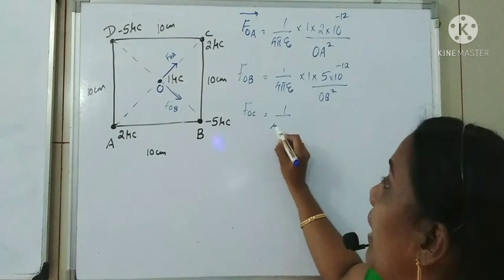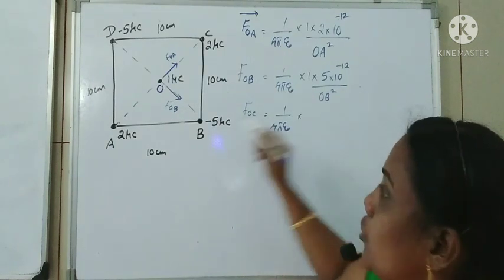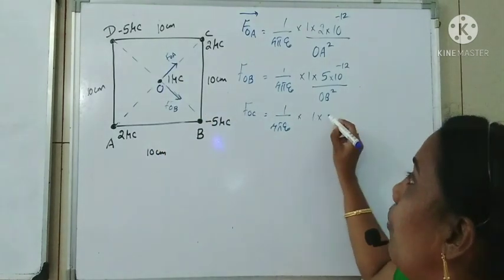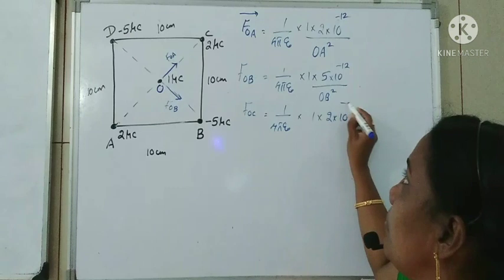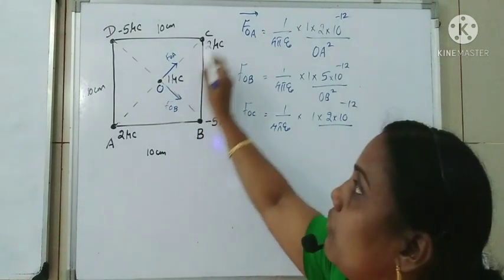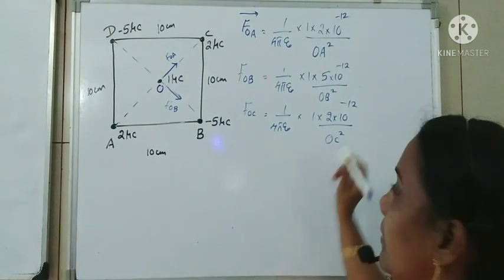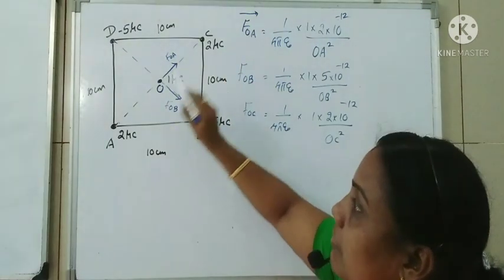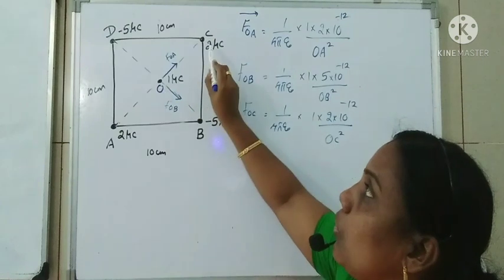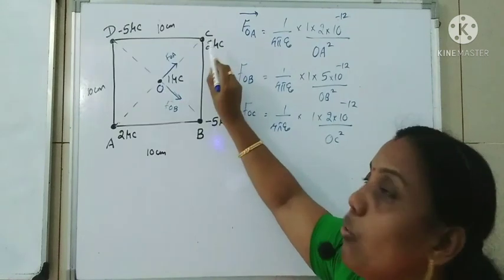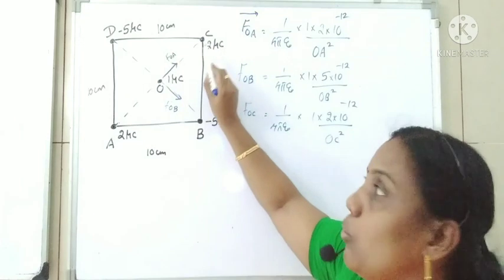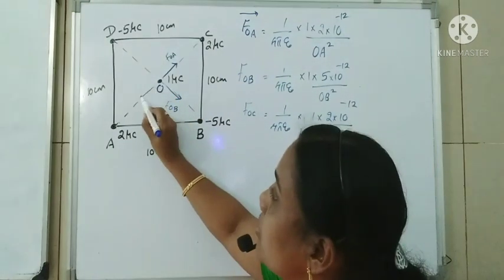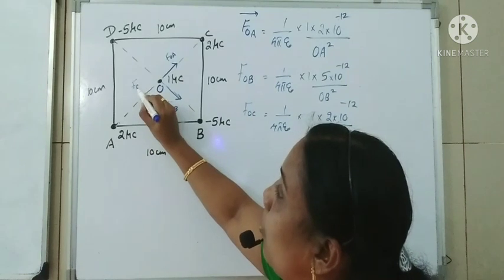Now, next one, FOC. That is 1 by 4 pi epsilon 0 into the force between 1 microcoulomb at O and 2 microcoulomb. Again, 1 into 2 into 10 raised to minus 12 divided by OC square. Isn't it? And we can mark the direction. What is the direction of FOC? 1 microcoulomb is repelled by the 2 microcoulomb, and hence it moves away. So this is the direction of FOC.